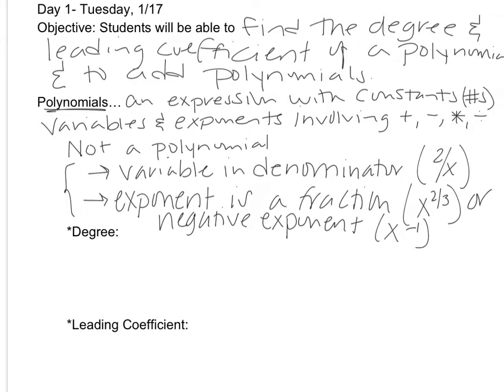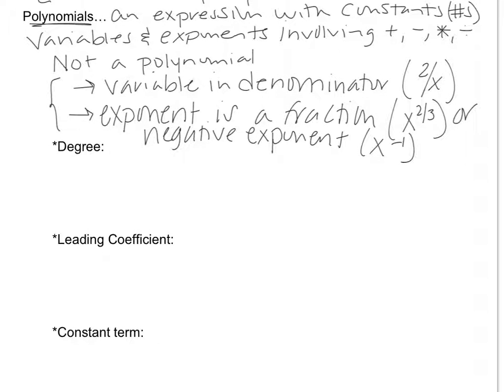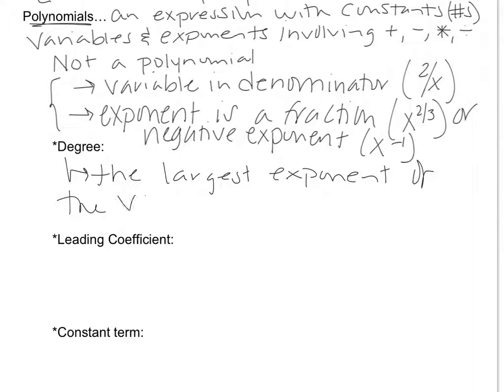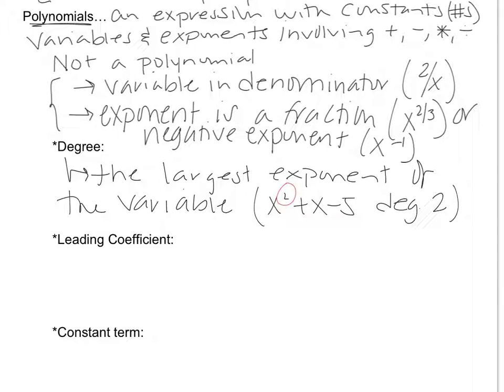Now, once we realize that something is a polynomial, we usually try to describe it based on its degree. And the degree is the largest exponent of a variable. So for example, if I have x squared plus x minus 5, the degree of this polynomial is 2, since 2 is the biggest exponent.